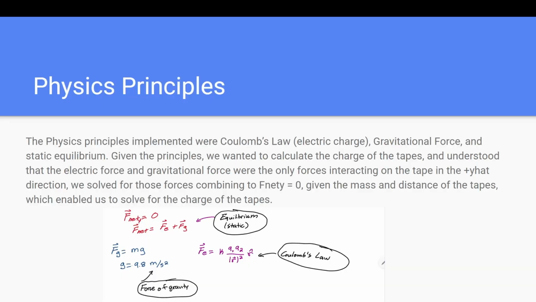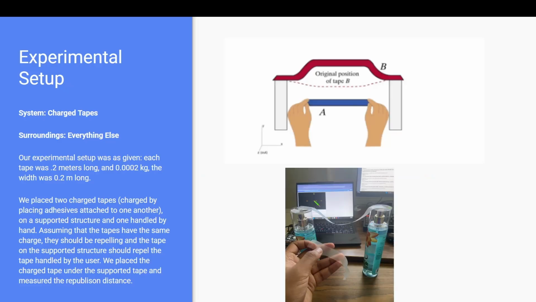The physics principles that we use are Coulomb's law, gravitational force, and static equilibrium. We use equilibrium to include the electric force and the force of gravity to solve for the charge, which is Q1, Q2, which would be Q squared. So our experimental setup includes the charge tapes.